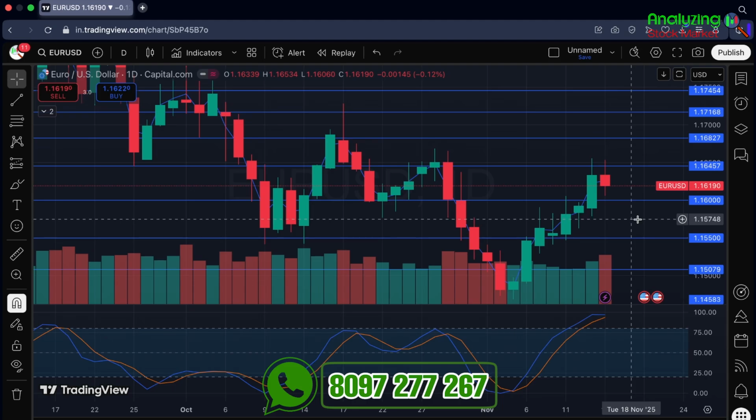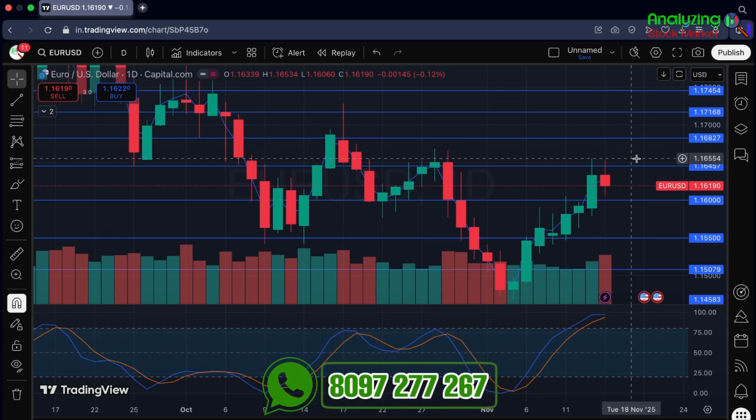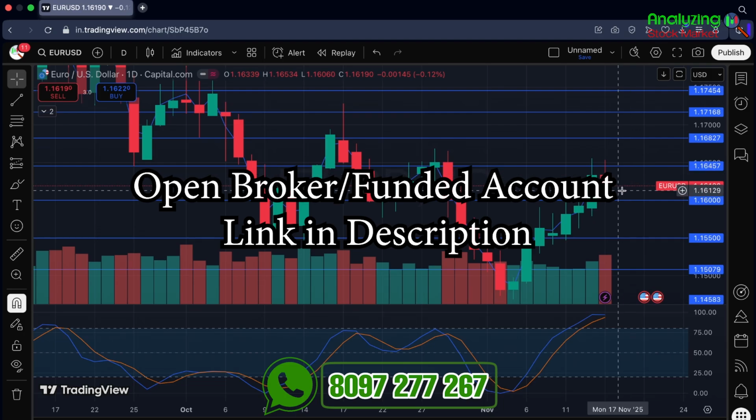If you're going for any long, then only go for a long trade once 1.16457 gets breached and a one-day candle closes above this, then we can go for a long till 1.16827. Overall, my expectations are a bit negative.